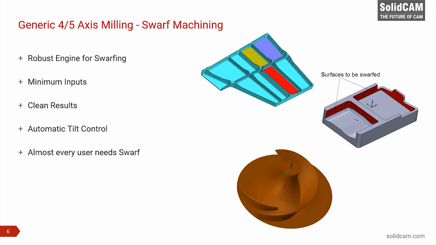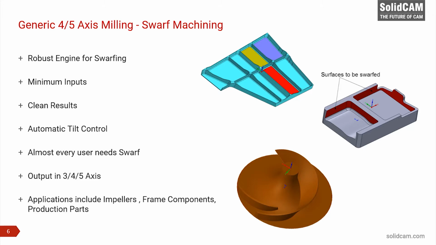Almost everybody will need Swarf machining because there are paths where the user doesn't want to use multiple depth of cuts. If the walls are straight or planar walls, they can be done straight away using the side of the tool, the flute of the tool, and in 1 or 2 cuts they can actually finish the part. The output in Swarf is in 3, 4, and 5 axis, so you can get the output in either of these axes. And applications basically are impellers, where you would like to do parts like these and you would like to finish them in one single tool pass.